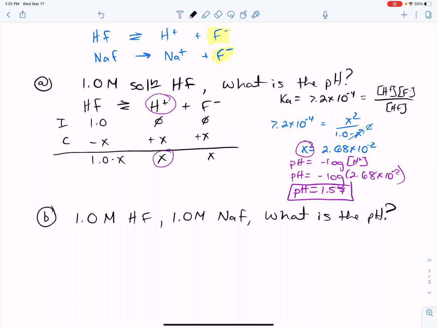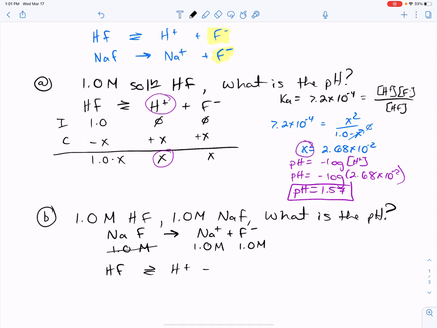For this case, we need to remind ourselves that sodium fluoride is going to completely dissociate into sodium and fluoride ions. So if you start out with 1 molar of sodium fluoride, it's going to go to 0, and each of your products is also going to turn into a 1 molar solution. So I can go back to my ICE table that I set up, and we need to figure out how that affects equilibrium. In this case, we've got our initial concentration, which remains the same, but we have a new common ion.